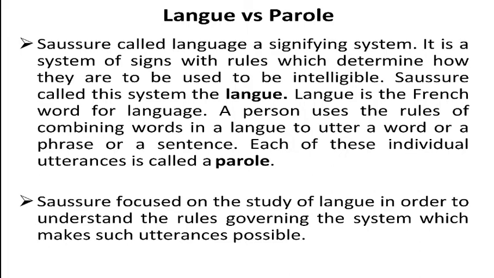So those who know how these signals function, these are the rules of the system that are being used, they're able to identify and in turn use them to communicate messages. Saussure directed the attention of linguists to the study of langue and instructed them to look at the rules governing the system which makes such utterances possible.